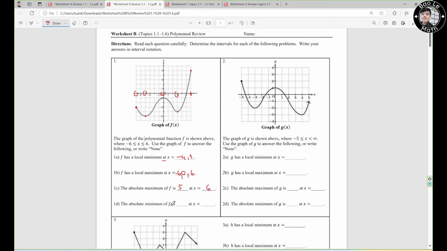The absolute minimum of f is the lowest one right here. So it's going to be negative 5, at s equal to negative 4. So it's going to be negative 4 right here.